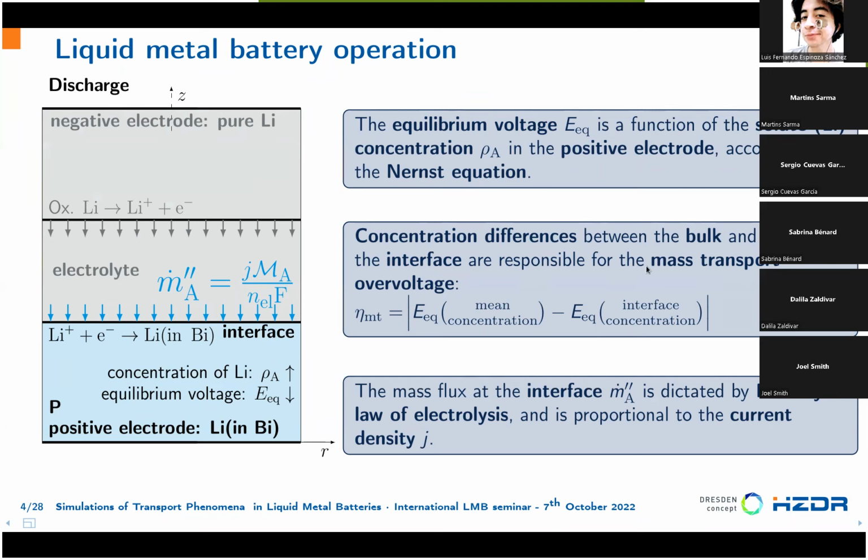We have overvoltages, which means inefficiency, if the concentration at the interface and the concentration in the bulk are different. And here, this is the formulation of these overvoltages, which are referred to as mass transport overvoltage. This means that we have a non-ideal condition if the interface and the mean concentration are different. And the third important point here is that we have a mass flux imposed at this interface. This mass flux is dictated by Faraday's law of electrolysis, and it's directly proportional to the current density applied in the cell.